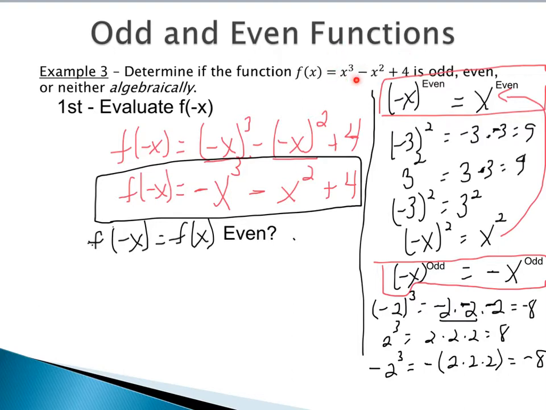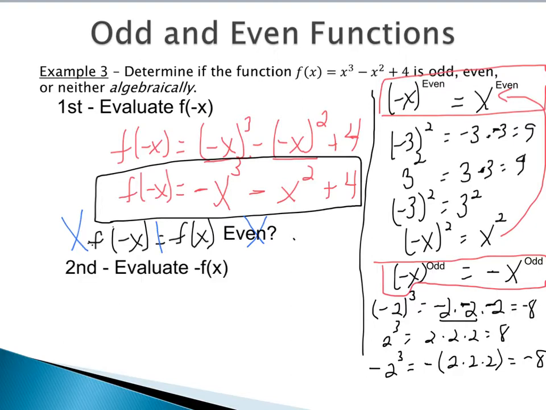So that first term is not the same. So that means that it is not even. Not even, since they're not equal to each other. If they're not even, then we need to continue working through the problem. If we show that it's even, then we're done.